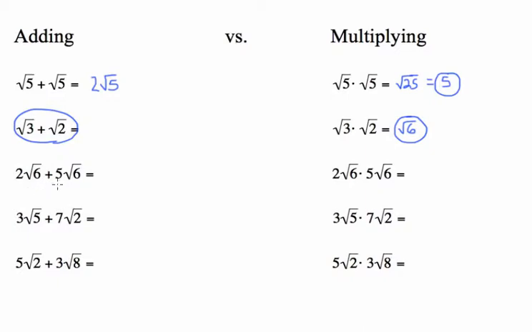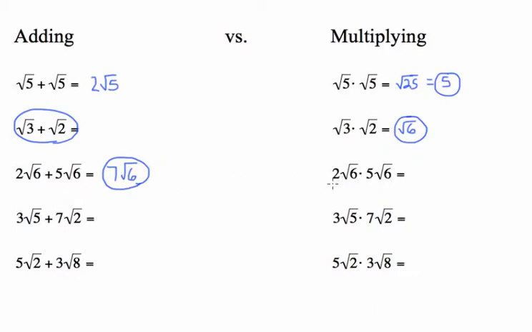2 root 6 plus 5 root 6. Again, think of it like variables. 2x plus 5x would be 7x. Same thing. 2 root 6 plus 5 root 6 makes 7 root 6. Again, in order to add these, we have to have the same radical ending.